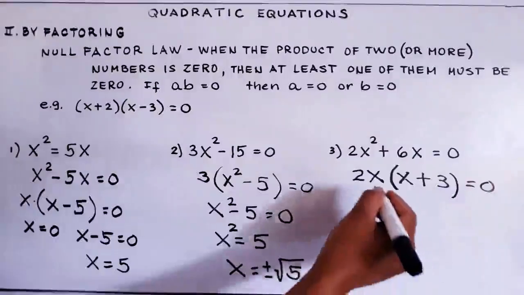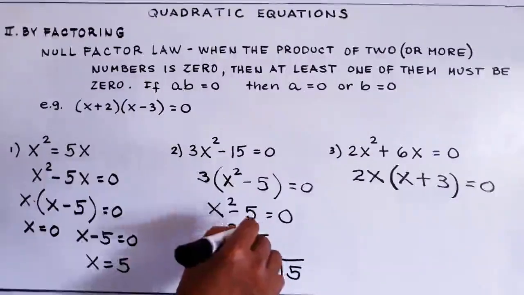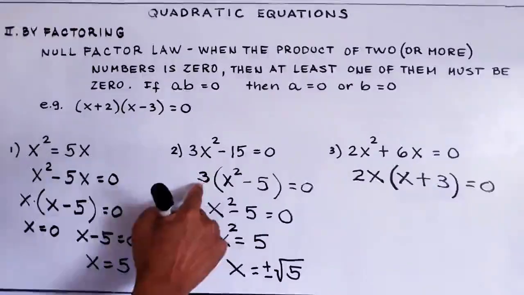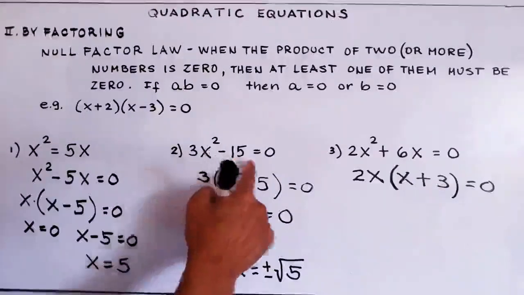By the way, class, you can check your factoring by the distributive property of multiplication. Okay, 3 times x squared is 3x squared. 3 times 5 is 15.